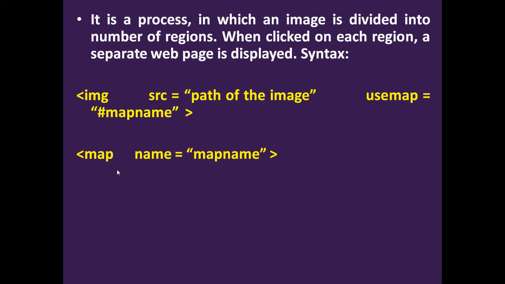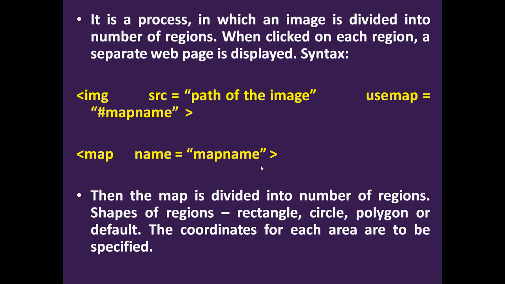Immediately the situation will be taken over by the map tag, and you have to specify the name of the map. And please remember, whatever map name you specified here must be repeated here also. Once you specify the map name, the map is in a position to divide that into a number of regions. However, HTML supports only a specific set of shapes for regions. The shapes are, one is a rectangle, another is circle, next is polygon, and the last is default.